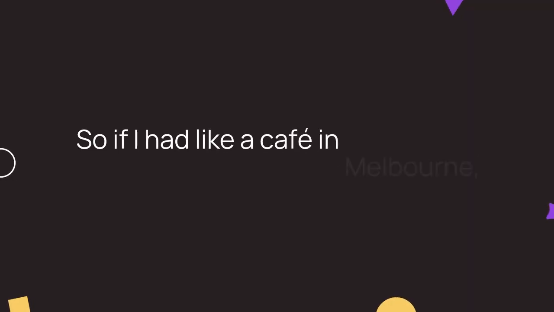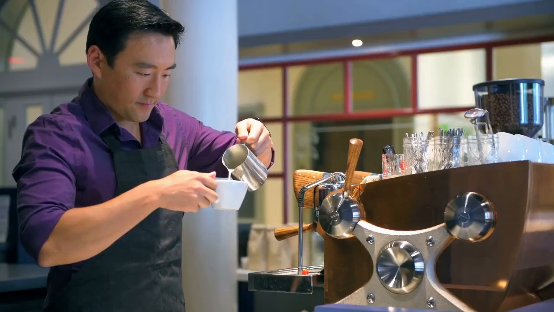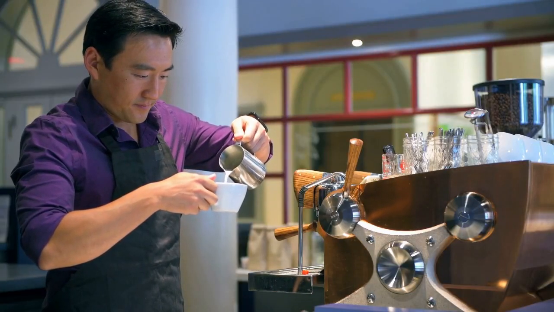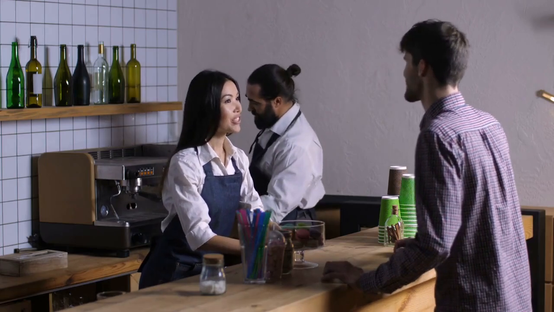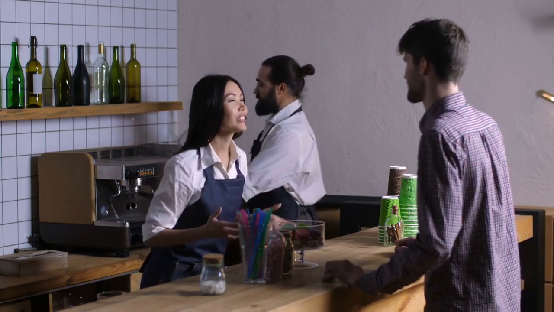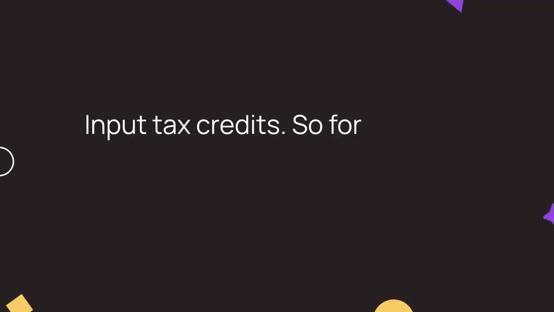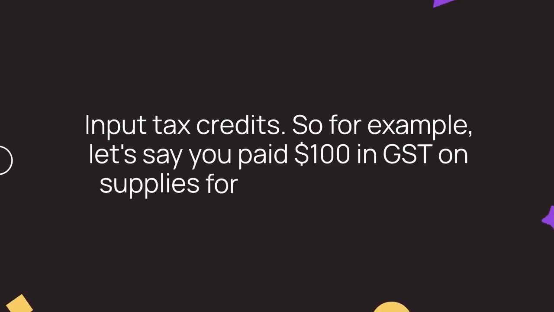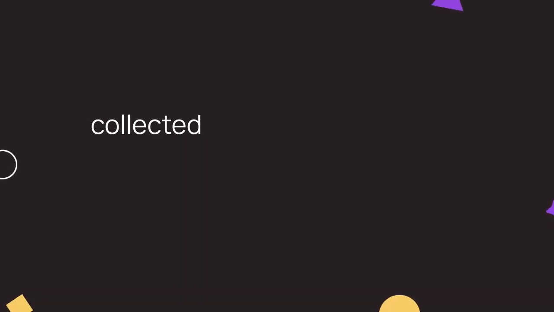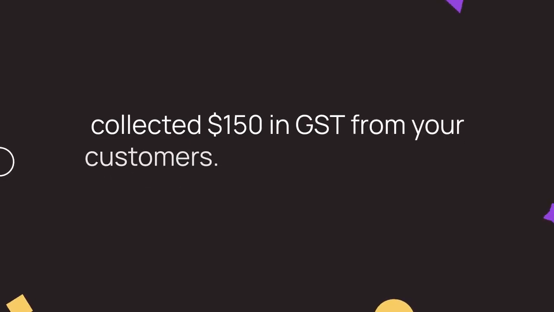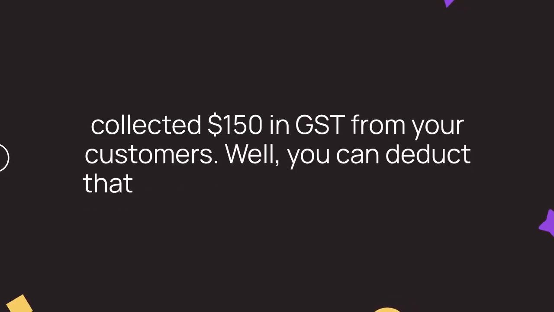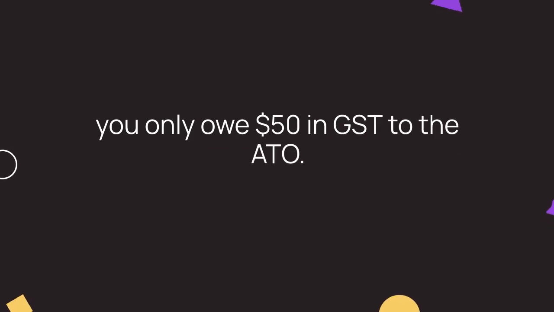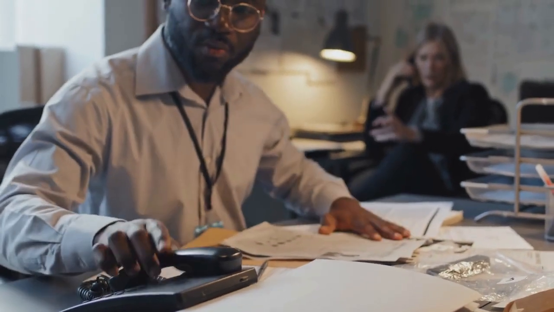So if I had a cafe in Melbourne, I would have to report. Exactly. You'd be reporting all the GST you collect from selling coffees and pastries. But you could also claim back the GST that you paid on things like coffee beans and equipment, like the chairs. Input tax credits. For example, let's say you paid $100 in GST on supplies for your cafe, but you collected $150 in GST from your customers. Well, you can deduct that $100 that you paid, meaning you only owe $50 in GST to the ATO. So it helps to keep things fair for businesses.